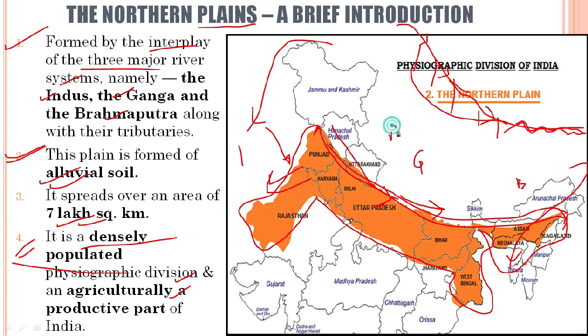Now since alluvial soil is deposited by all these rivers and the plain entirely consists of alluvial soil, this is a very agriculturally productive part of our country because the soil is very fertile. The alluvial soil, which comprises the entire northern plains of India, is very fertile. That's why we see a lot of agricultural activities going on in Uttar Pradesh, Bihar and West Bengal. That's why all these factors become an important reason for its dense population. So this is what we actually know as the northern plains.